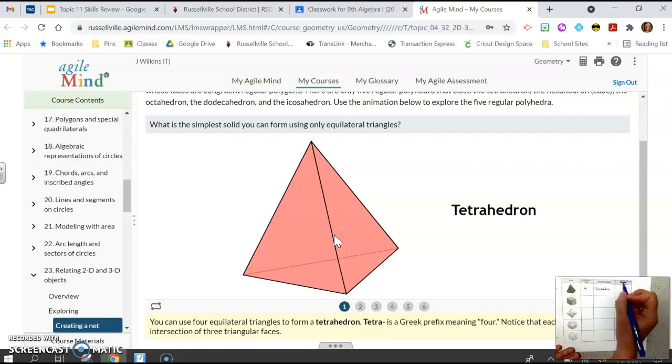Then under where it says face shape, we're going to put equilateral triangles. All 4 of these triangles are the exact same triangle. Even though this bottom one right here might not look like it's the same size as this one, it is. All 4 of these triangles, these 3 here and the one on the bottom, are congruent triangles.